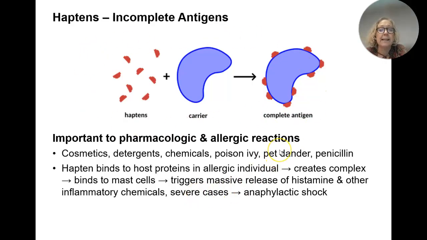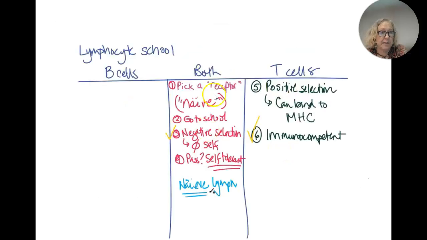Okay, went to lymphocyte school, right? They picked a receptor. These went to school in the bone marrow, these went to school in the thymus. You picked a receptor. You were naive. You went to school. You went to negative selection school. Will you attack yourself? 90% fail rate right here. Really hard school.